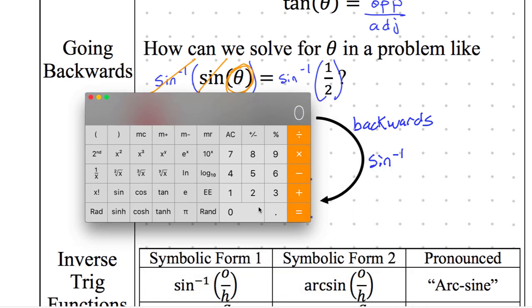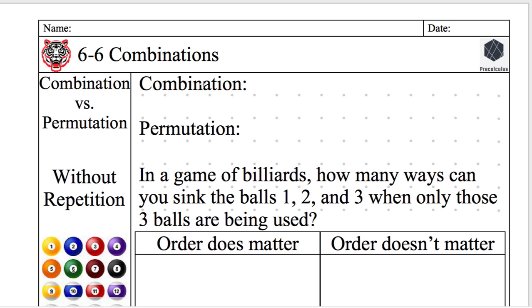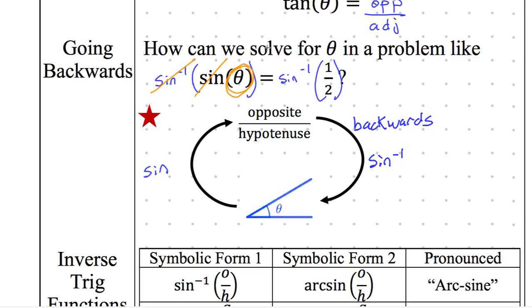I take 1 divided by 2, which is 1/2, and I take arc sine of that. The way that I do that on my calculator is I hit second, and now I have sine to the negative first power, which is arc sine. Arc sine of 1/2 is 30. The angle here was 30, so we can say that our angle here was 30 degrees.